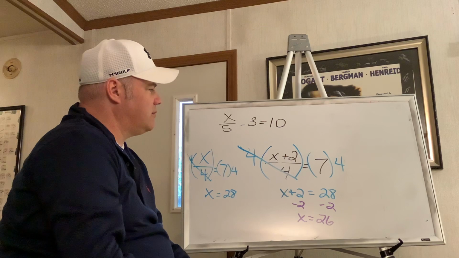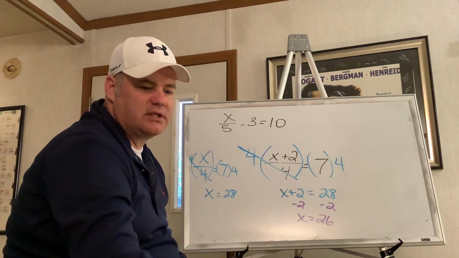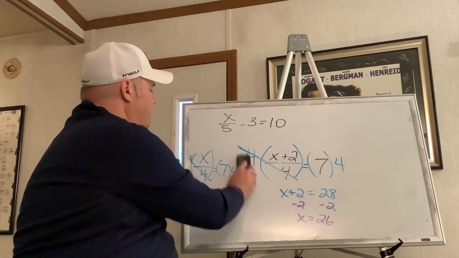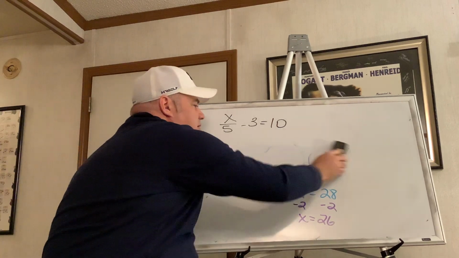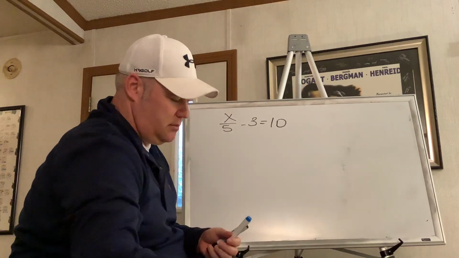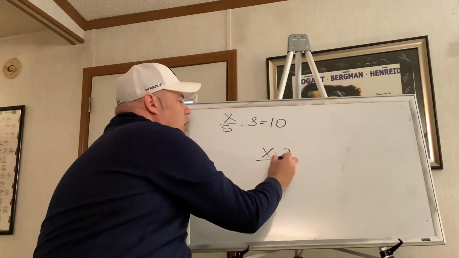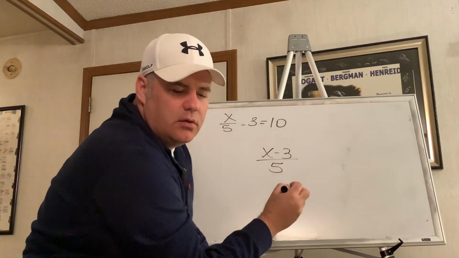Okay, so that's the last little wrinkle, what happens when the addition or subtraction is on the fraction. I say last little wrinkle, there's one more thing I'm going to put up there. Let's do another one of those, though. Let's do x minus 3 over 5 equals 7.